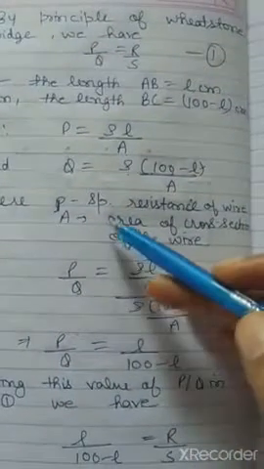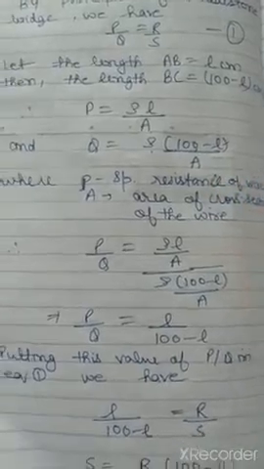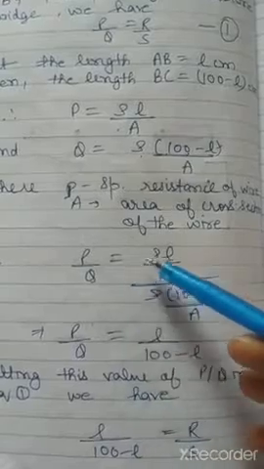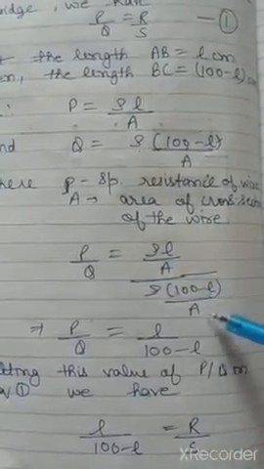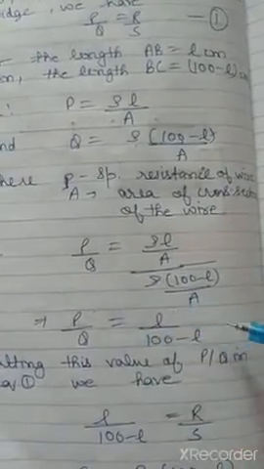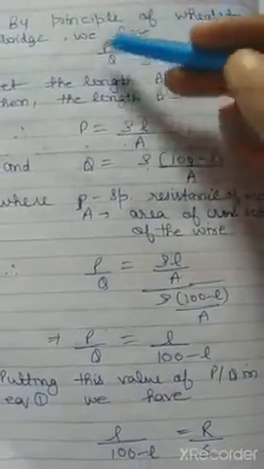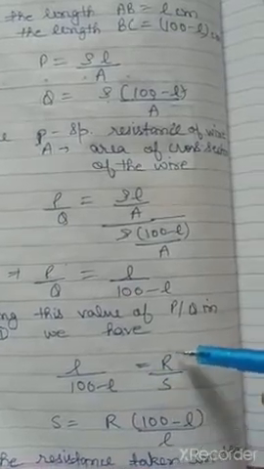So here Q will become rho into 100 minus L upon A. Resistivity will be fixed, area of cross section will be fixed. So we have P by Q is equal to rho L by A upon rho into 100 minus L upon A. So this will become P by Q is equal to L upon 100 minus L, and then we place this value in this equation in place of P by Q. So what we'll get? L upon 100 minus L equal to R by S.